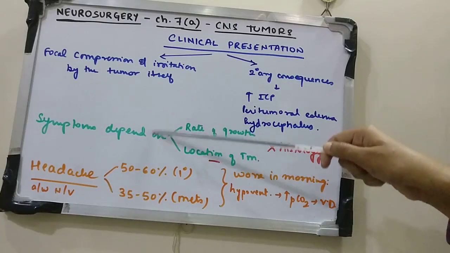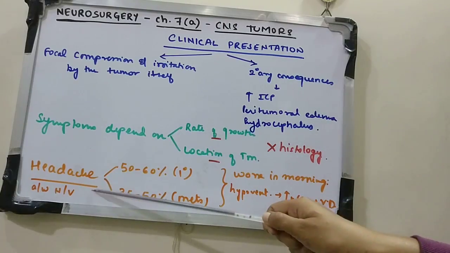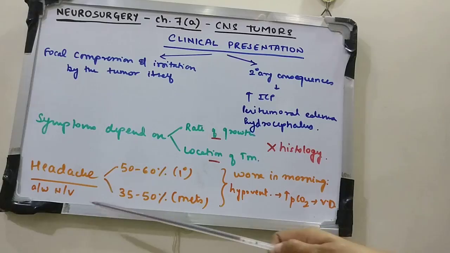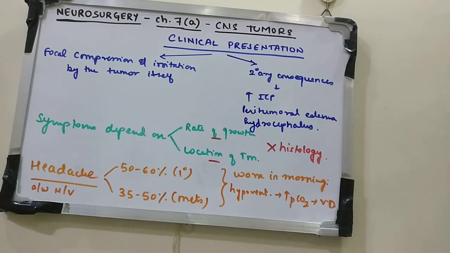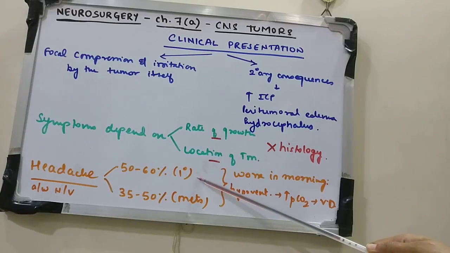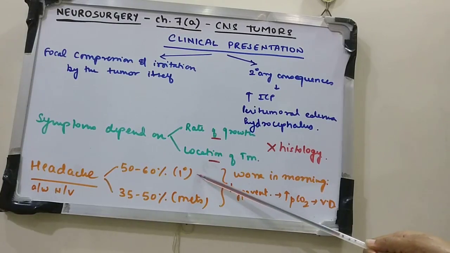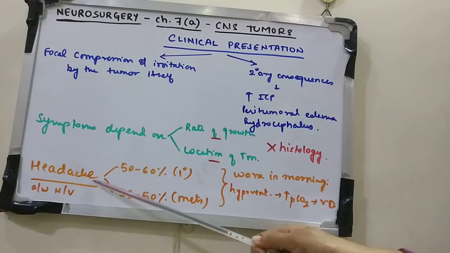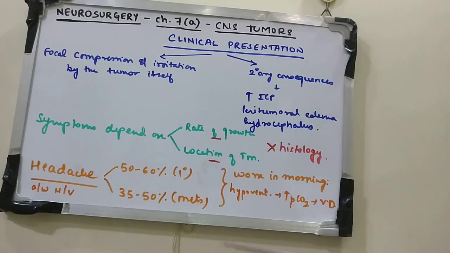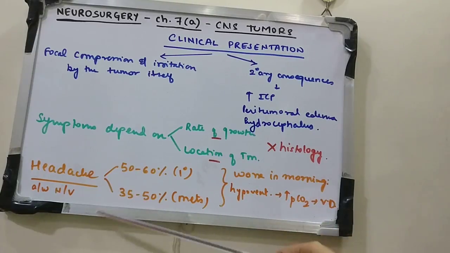Now we come to the important presentations of how your CNS tumors can present. So the first presentation is headache. Headache is associated with 50 to 60% of cases of primary brain tumors, and 35 to 50% of metastatic tumors present with headache.